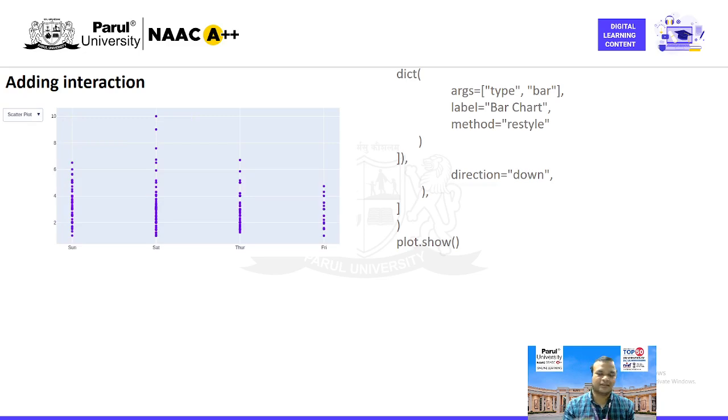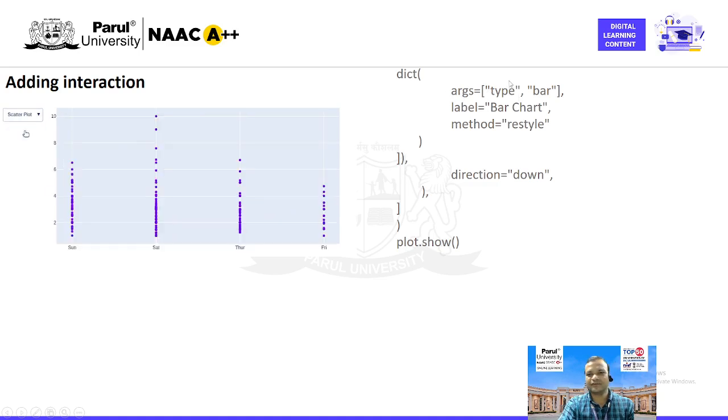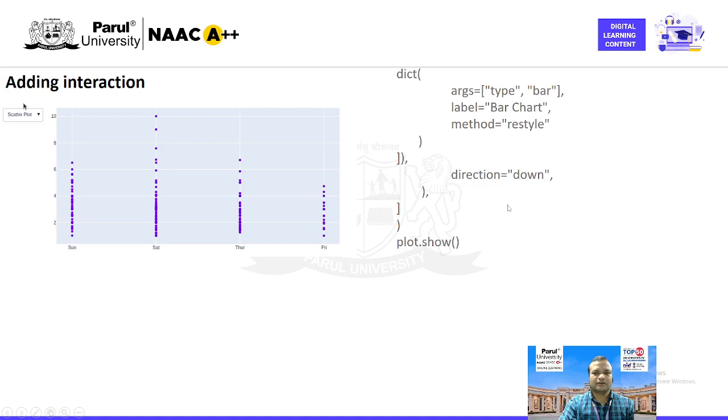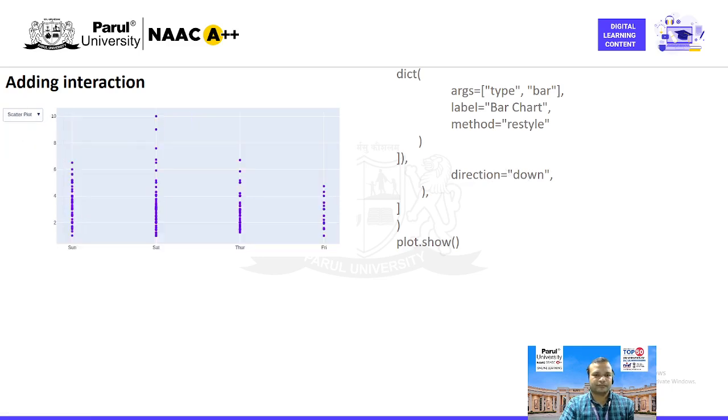Okay, so there is another dictionary we created for the bar chart. There is the argument we give here, type is bar, label is bar chart, method restyle. Okay, the direction will be down. So this is the way to add more interactivity.